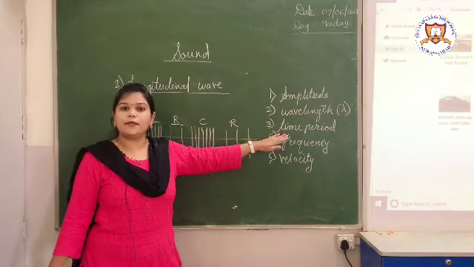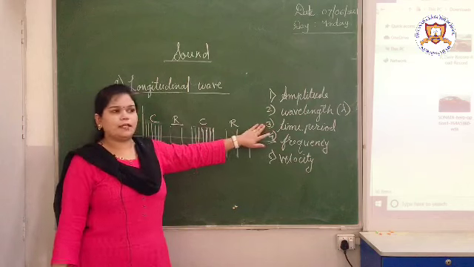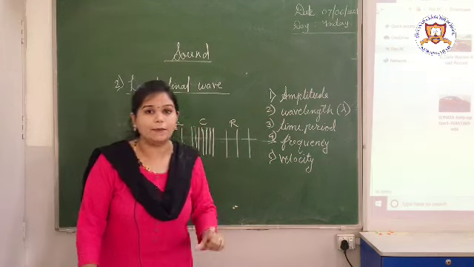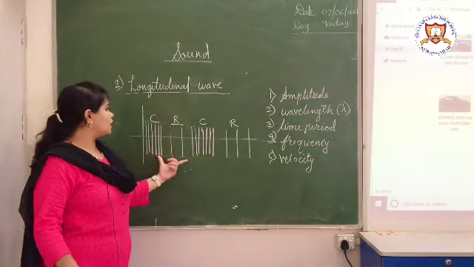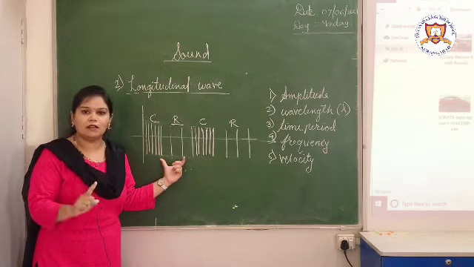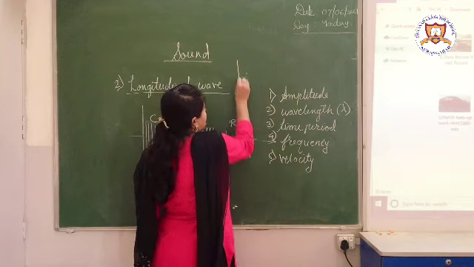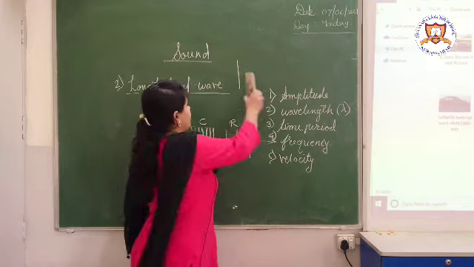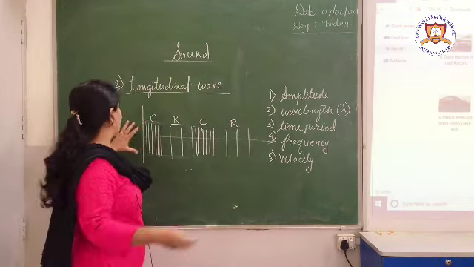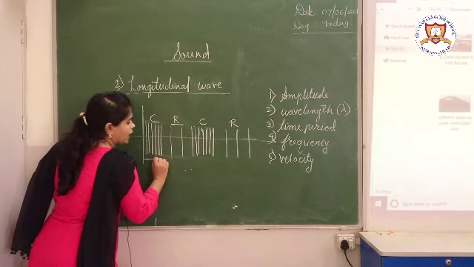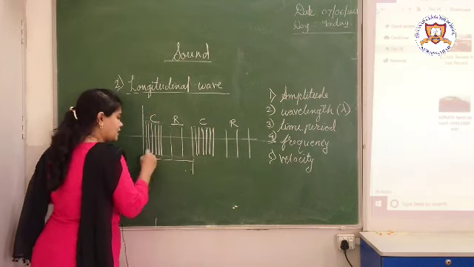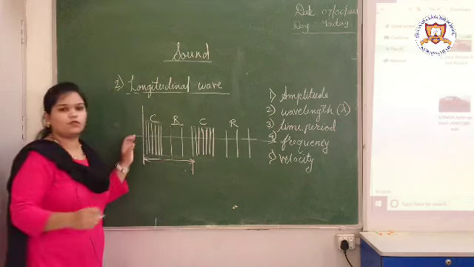Next, the third parameter is time period. It is the time taken by a wave to complete one cycle. Now how do we define one cycle? In this wave, one compression and one rarefaction make one complete cycle of the wave.